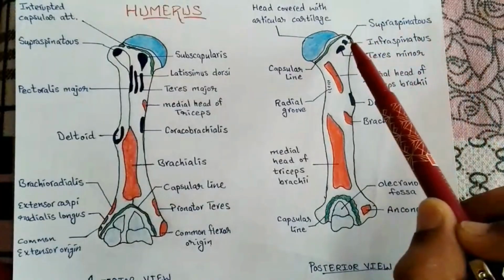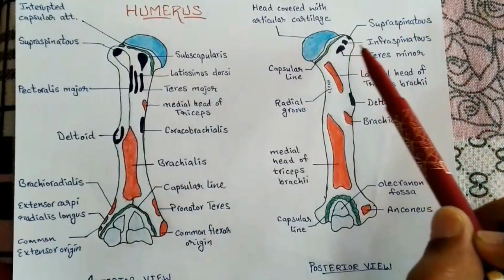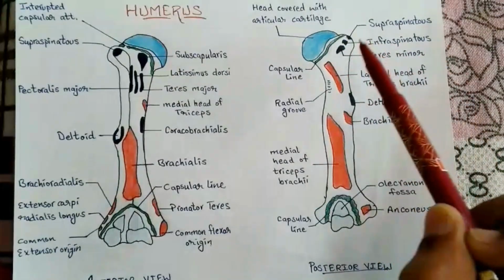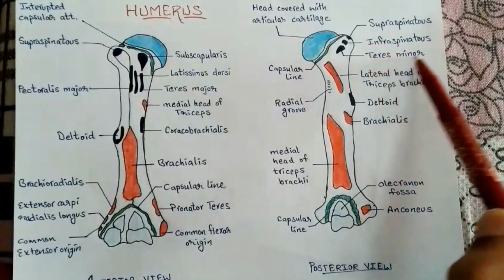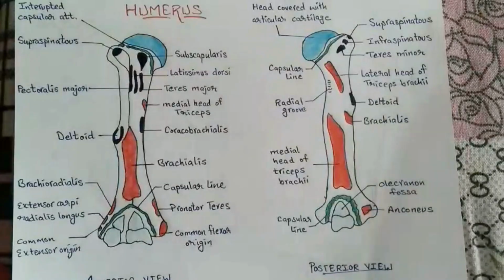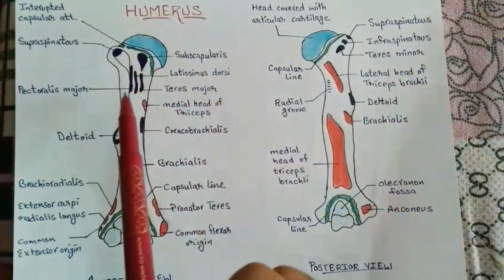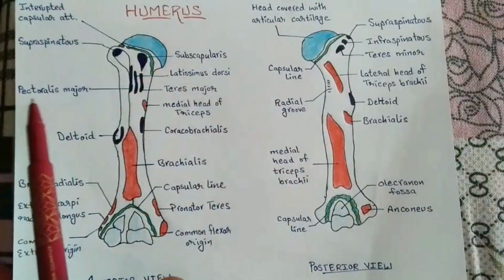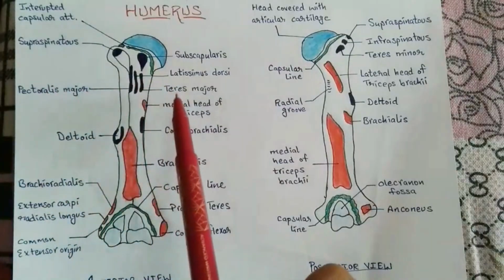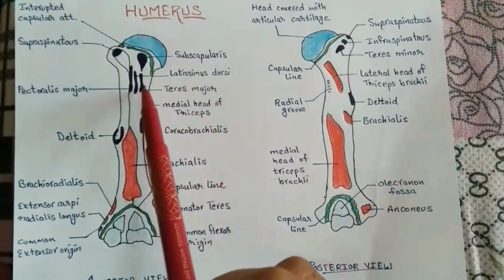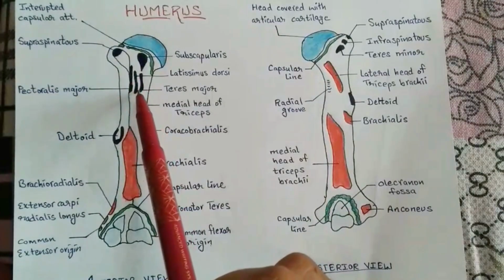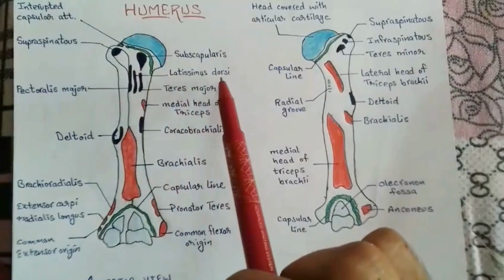Supraspinatus inserts on the upper impression of the greater tubercle. Infraspinatus inserts on the middle impression of the greater tubercle, and teres minor inserts on the lower impression of the greater tubercle. The lateral lip of the intertubercular sulcus provides insertion to the pectoralis major muscle, and teres major muscle inserts on the medial lip of the intertubercular sulcus, while the floor of the intertubercular sulcus provides insertion to the latissimus dorsi muscle.